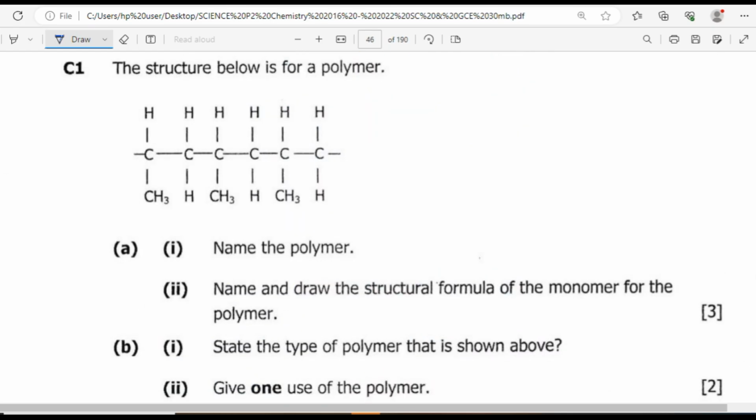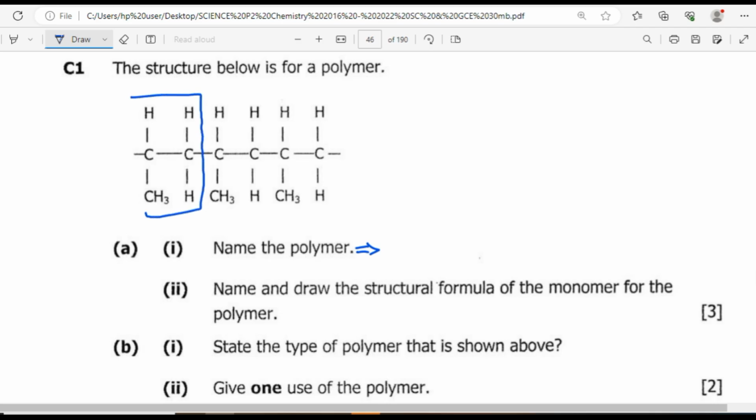Okay, so now we move on to another question. The structure below is for a polymer. Then the first one, name the polymer. So how can we name this polymer? First, we need to look at the monomer that was used here. So how can we identify? So let's look at this.